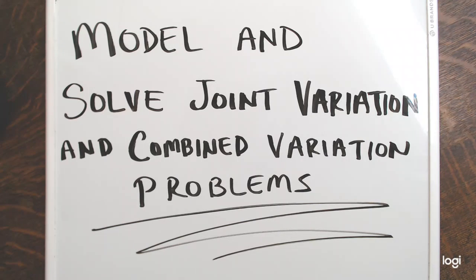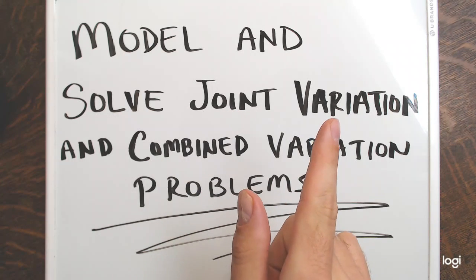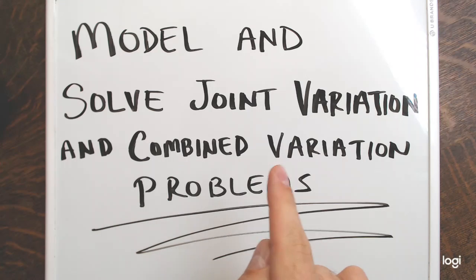Hello and welcome to this video on modeling and solving two types of problems, joint variation and combined variation problems. In this video I have one example of each, where one quantity varies jointly with two other quantities.